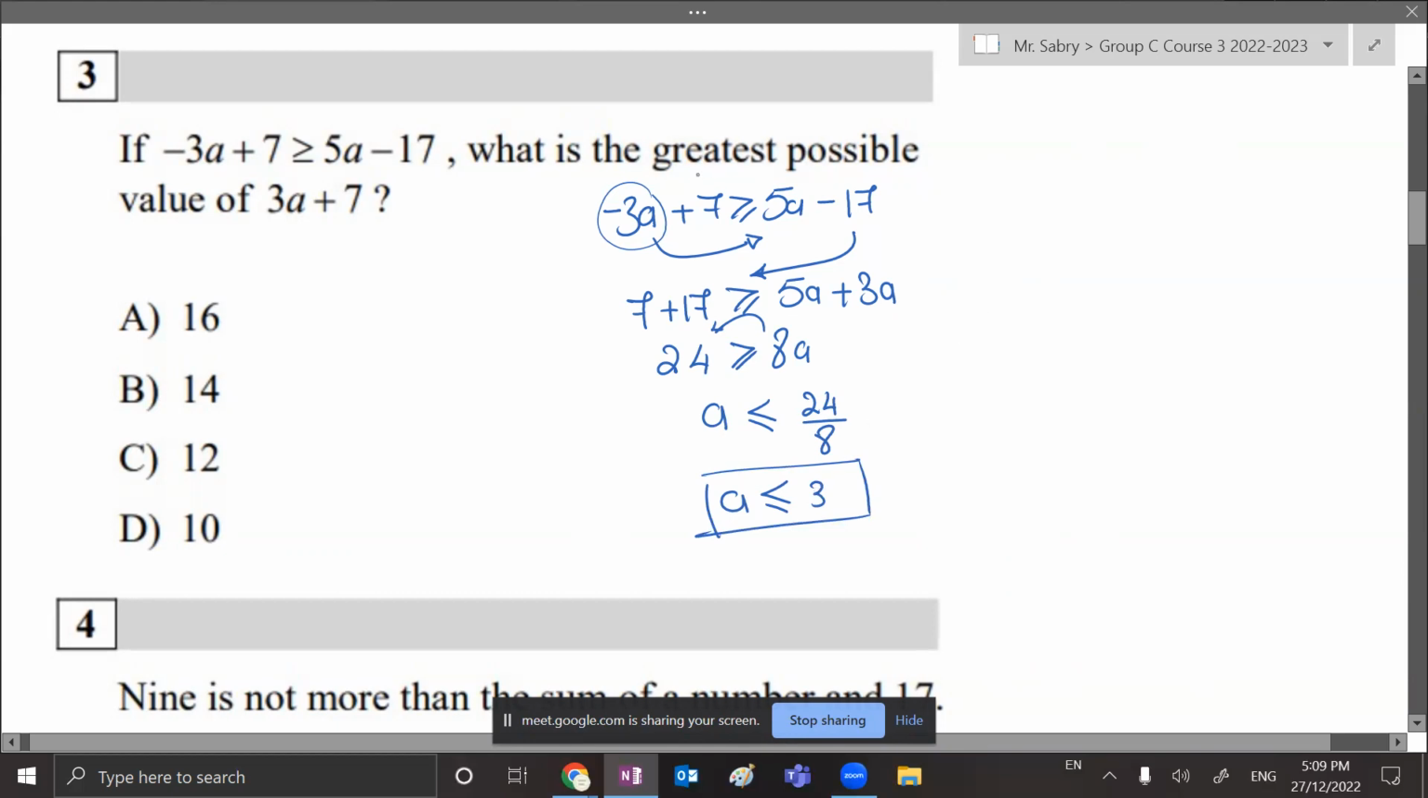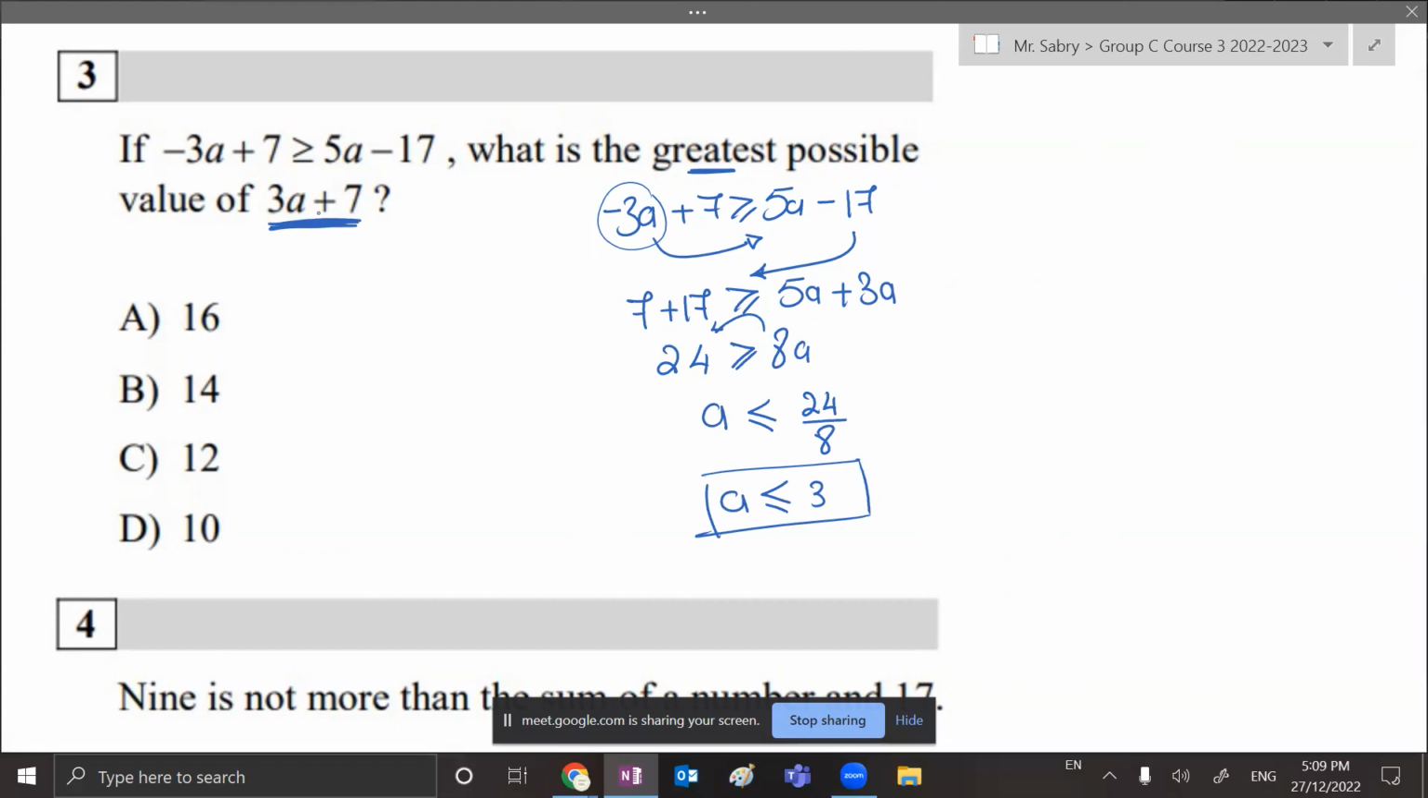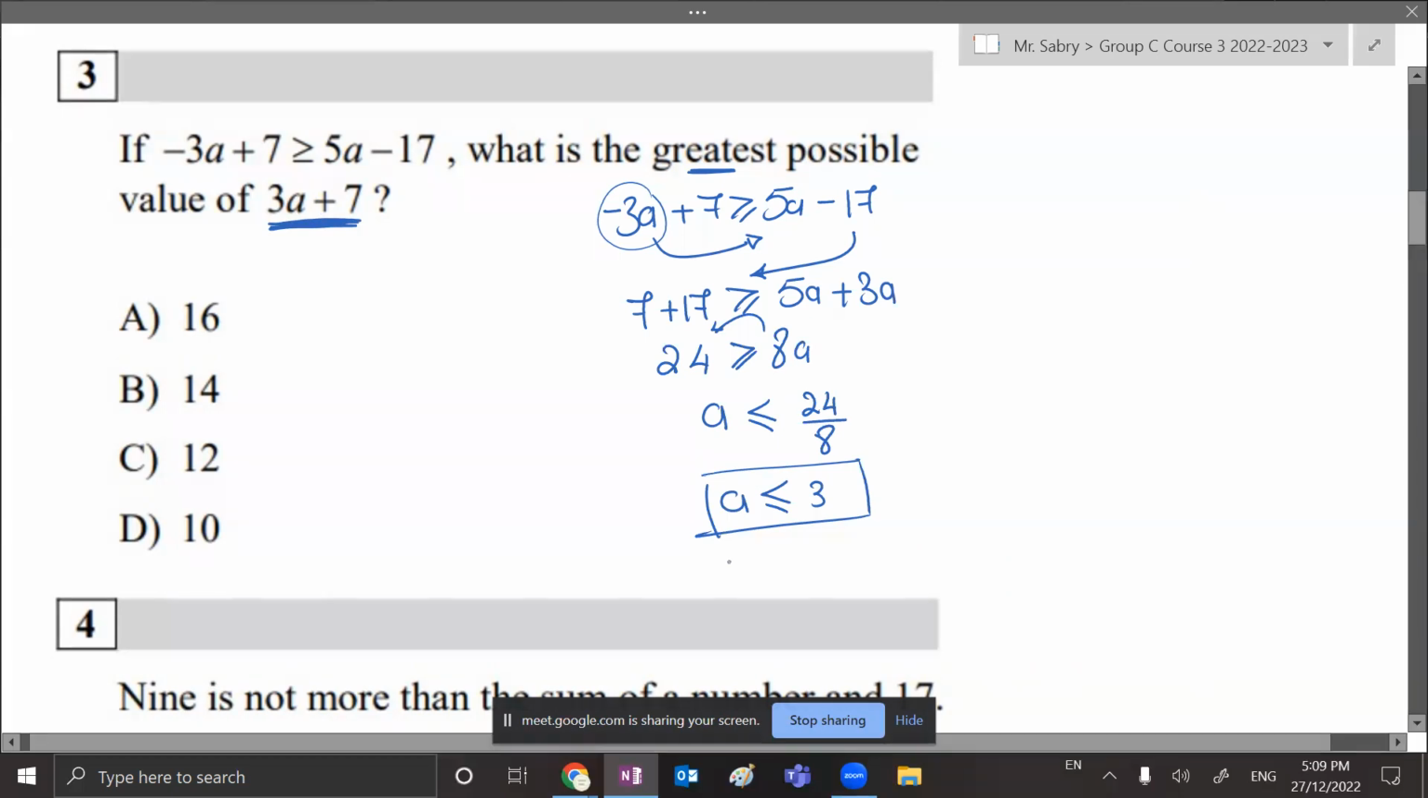They want me to find the greatest possible value for this. If I want to get the biggest value for this, then I have to use the biggest value for the a itself. I have to see what the biggest a possible is and substitute with it. For example, here a is less than or equals to 3.